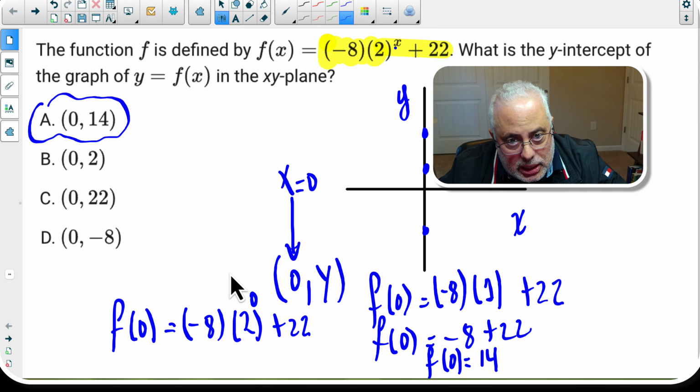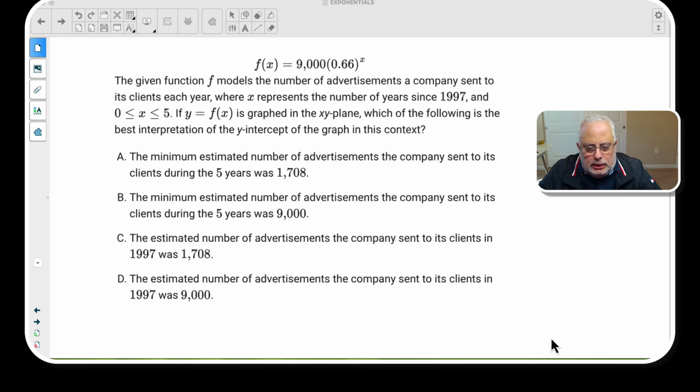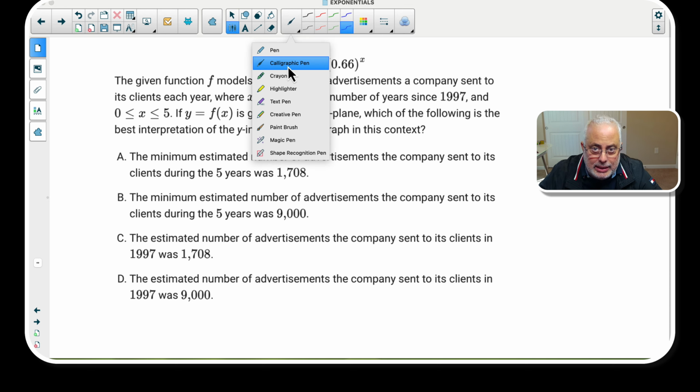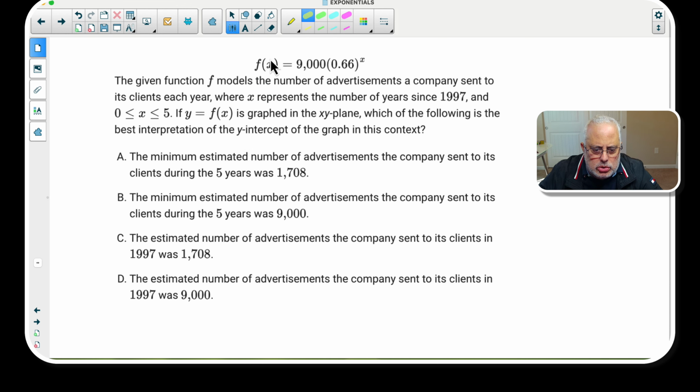The same concept, but now from the perspective of the application. It's a little bit more complicated, but it's the same idea. It's about conceptual mathematics. Let's see it. The second question is another exponential function. So we have right here the exponential function. Let me highlight it. So we have f of x equals 9,000 times 0.6 to the power of x.